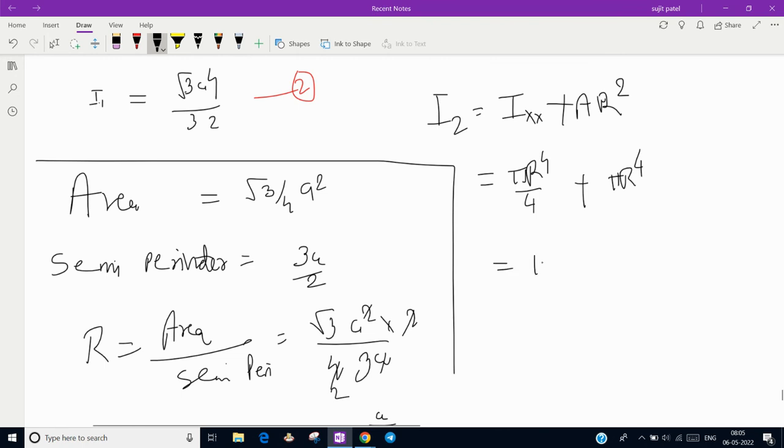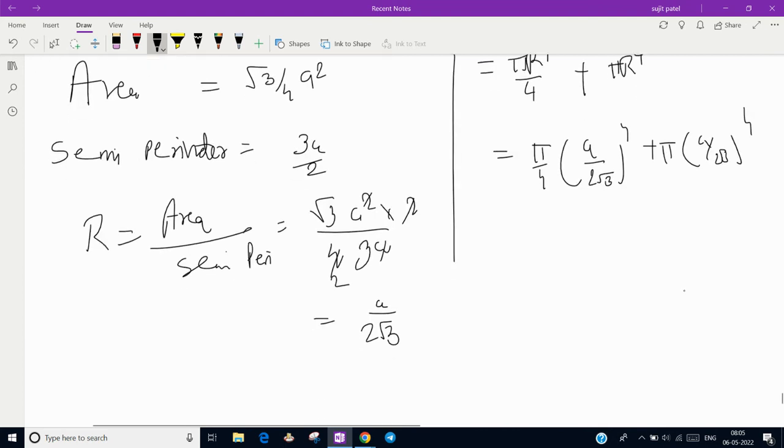So put over here pi by 4 into (a by 2 root 3) to the power 4 plus pi into (a upon 2 root 3) to the power 4. Okay, so when you solve this, you will get the answer of I2. I2 will be 5 by 576 into pi a to the power 4. We have the third value, we have the third equation.